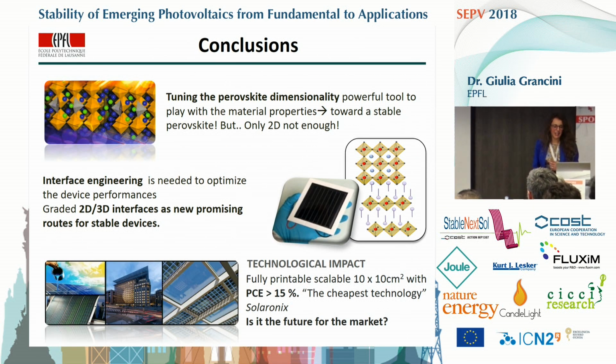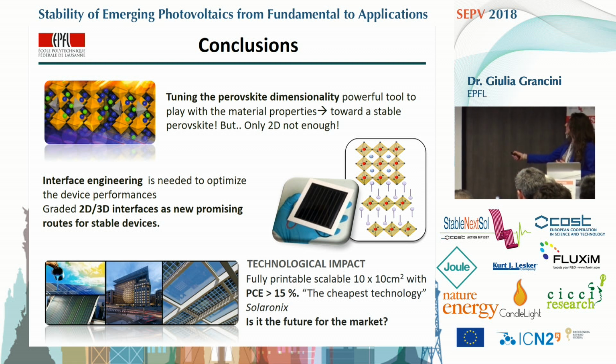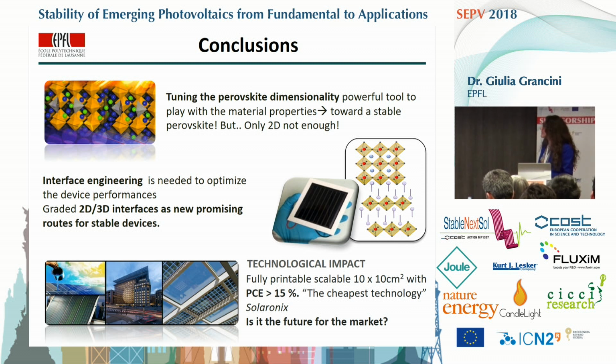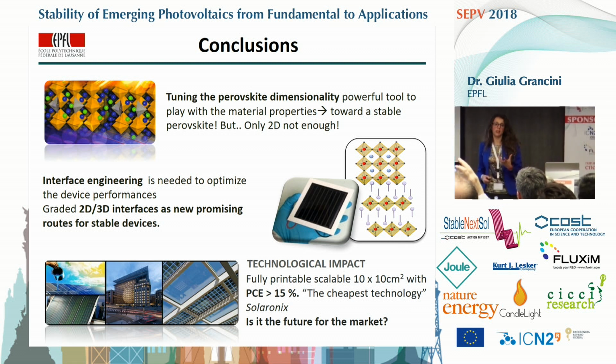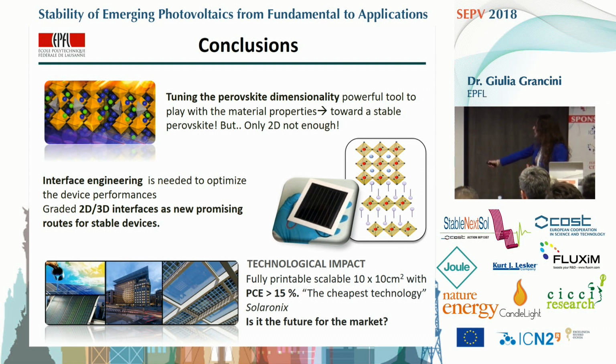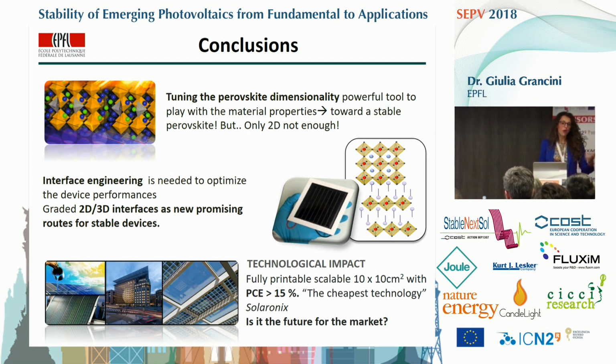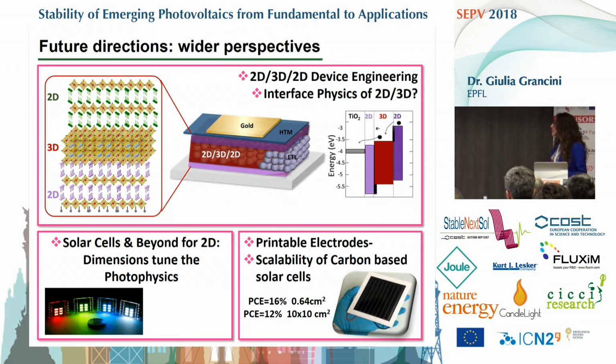So just to conclude, I think that tuning the perovskite dimensionality is a powerful tool to play with the material properties towards a stable perovskite, but the 2D perovskite alone is not enough. So interface engineering between 2D and 3D is a really interesting and promising route for device optimization in terms of efficiency and stability. We are very confident that this printable carbon-based technology can be a viable route for a marketable perovskite solar cell in the near future.